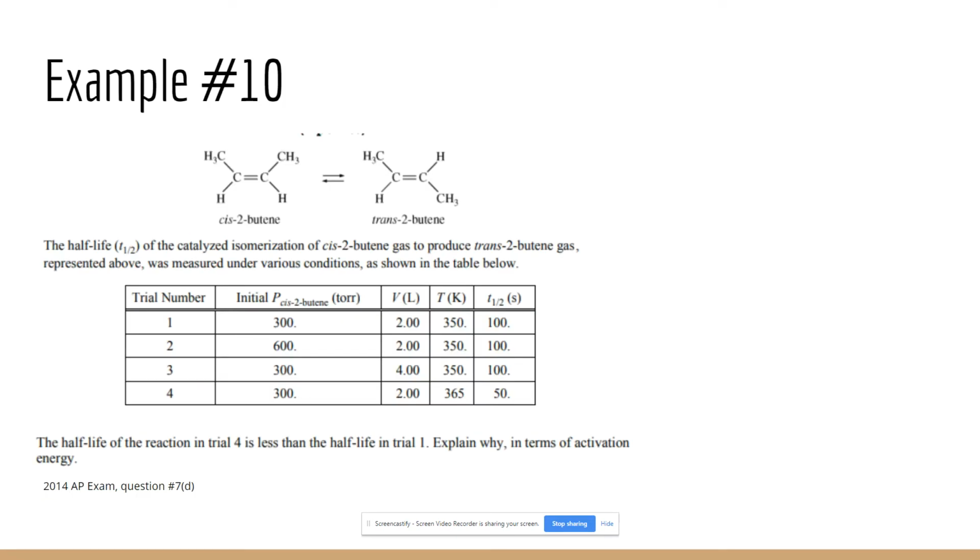Pause here. Right, so we're taking a look at what appears to be a first order reaction, or very likely a first order reaction. And we are seeing that the half-life in trial 4 is less than the other 3 trials. The reason is that the temperature is higher in the 4th trial, and therefore each collision is more likely to have enough energy to overcome the activation energy, so the rate will be higher and the half-life will be lower.